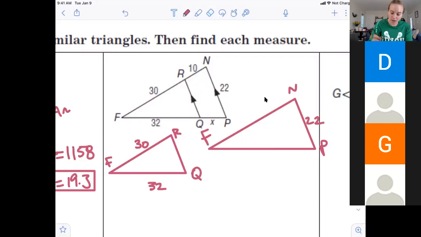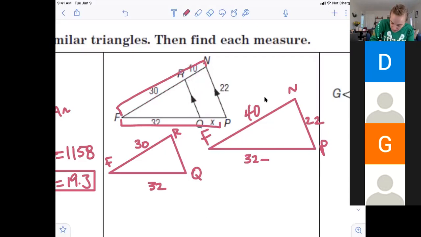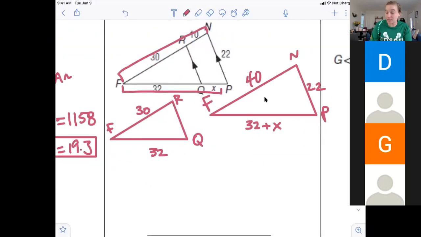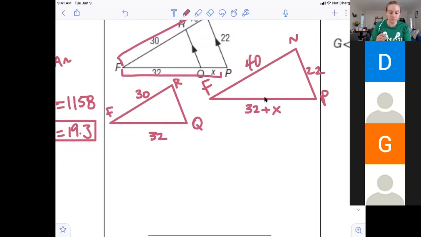I know that FN goes from here all the way up to N. So FN is not 10, it's 30 plus 10, or 40. And then FP is not just x, it's going to be 32 plus x. So I gave us a lot of tools now. We want to set up a proportion so we can find x. Who wants to write it for me?